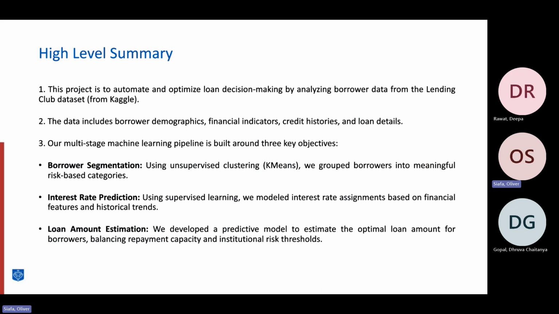Our main goal for this project was to automate and optimize how loan decisions are made. We did this by analyzing the rich dataset of borrower information from the Lending Club dataset we found on Kaggle. This dataset gave us a really deep look into borrowers, covering everything from their demographics and financial indicators to their credit histories and specific loan details. Our entire machine learning approach was built on a three-stage pipeline designed around three key objectives: borrower segmentation, interest rate prediction, and loan amount estimation.